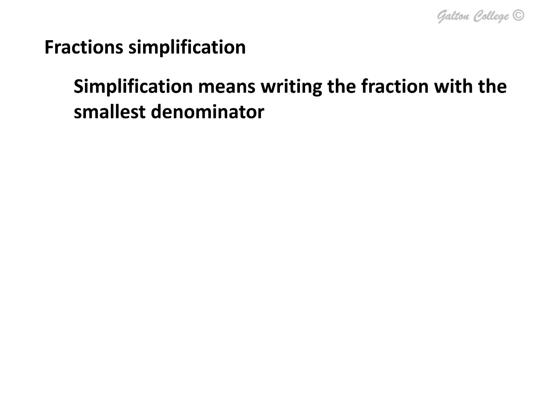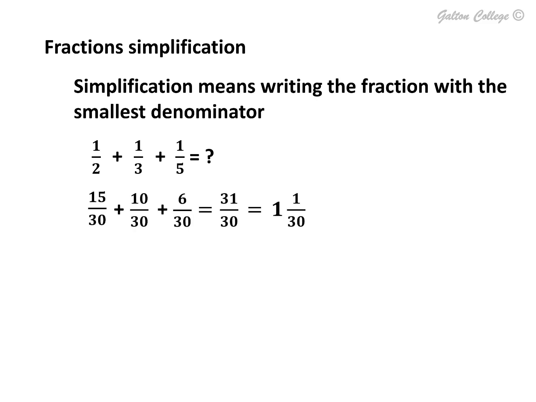Now fractions simplification. Well, this means writing the fraction with the smallest denominator. I've already hinted at this in the previous slide. So if you take 2 plus 3 plus 5, well, 30 works, but does 20? No, because we can't divide by 3. 3 doesn't go into 20, 3 sixes are 18, 3 sevens is 21, so 3 rules it out.